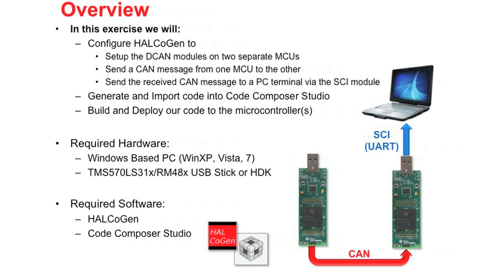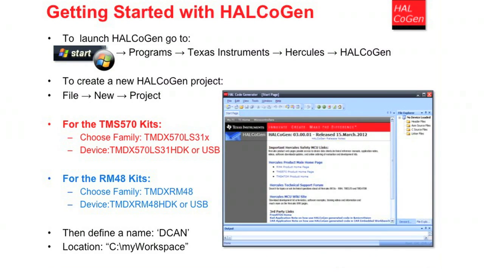For this exercise, we will need a Windows PC and 2 of either the TMS570 LS31 or RM48 USB sticks or either of the Hercules development kits. We will also need HALCoGen and Code Composer Studio. To start the HALCoGen application, go to the Windows Start menu and select Programs, Texas Instruments, Hercules, HALCoGen. To start a new HALCoGen project, select File, New, Project.